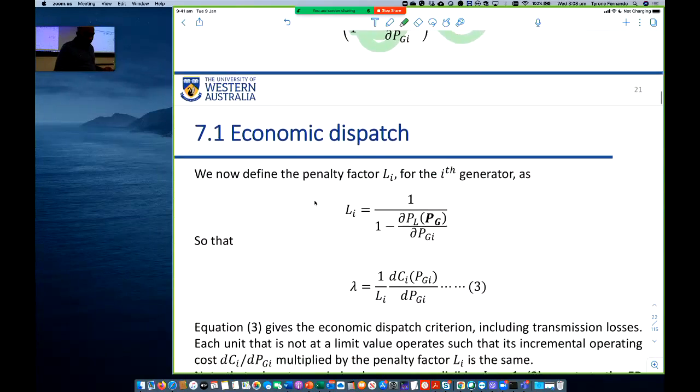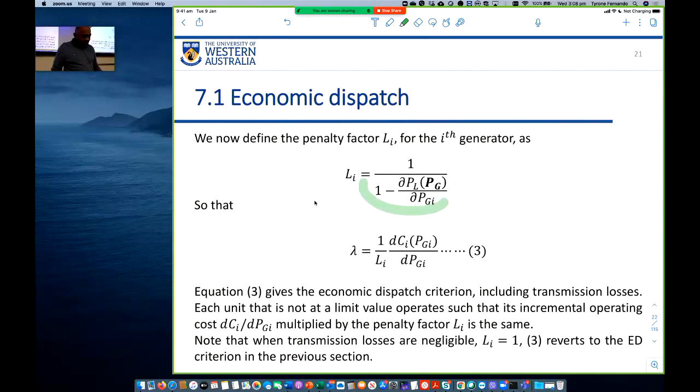But what you need to remember is, for each generator, we need to compute not only the incremental cost, but that penalty factor Li, which we multiply, and then we equate the product of the penalty factor and the incremental cost for each of the generators. We equate, and that's the lambda value, and that's what's going to give us the optimum solution.